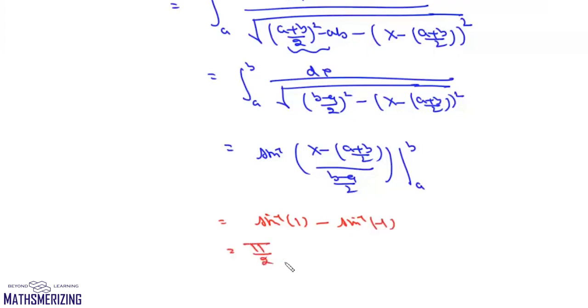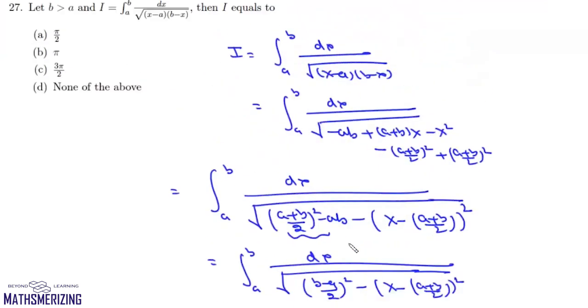So it will be minus pi by 2, and then minus plus pi by 2, which is nothing but pi. So the value of this integral is pi, and that's your option B.